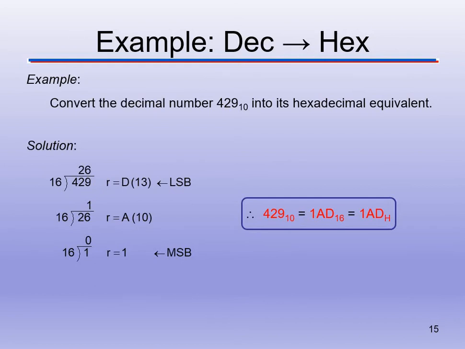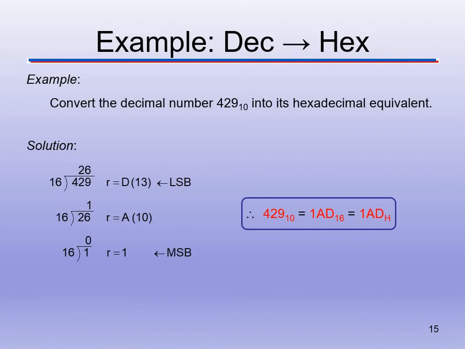So you're going to have to reference back to that table a few times as you guys start going through this, that table that's on slide 4, okay? Then we have to take 1 and divide it by 16. It goes in 0 times, so our remainder is 1. So our MSB is 1, and when we write this out from MSB to LSB, we're going to get 1AD, and then there's a subscript H, alright, it means hexadecimal.